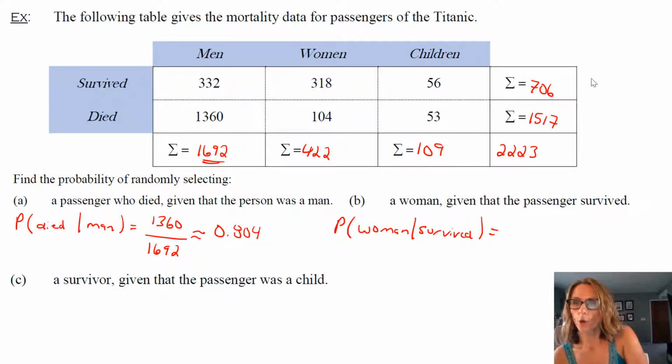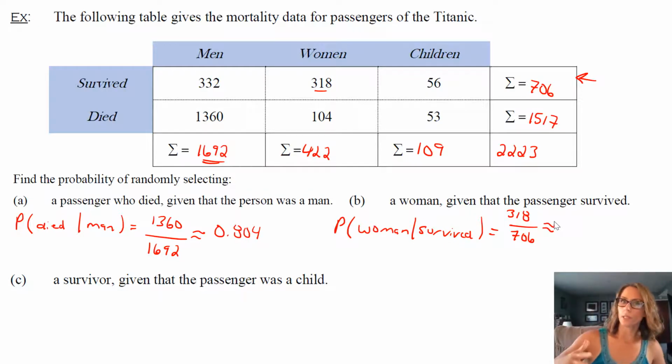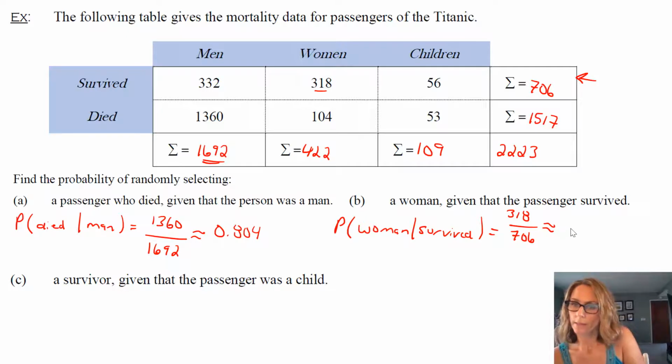So now we're down to only these 706 people, only the ones that survived. And then what's the probability that it was a woman? We think of how many women survived. So you should never have a fraction that is more than one. The numerator should never be larger than the denominator. So if that ends up happening, something weird, you got to check it out.